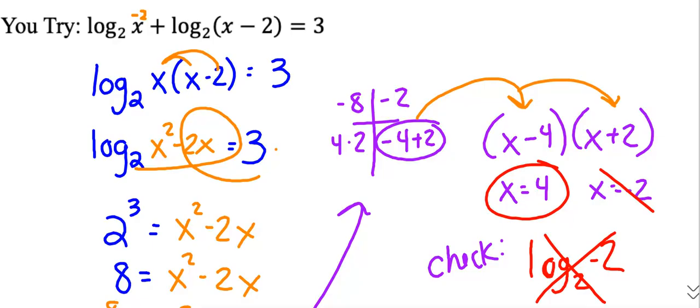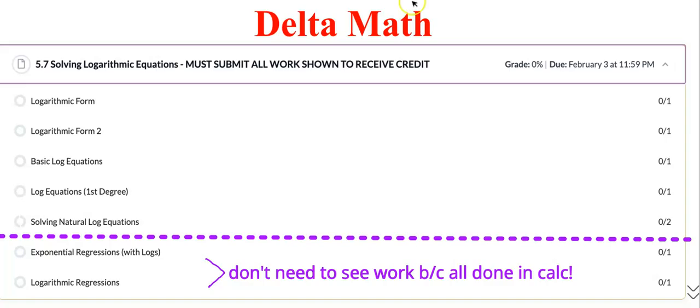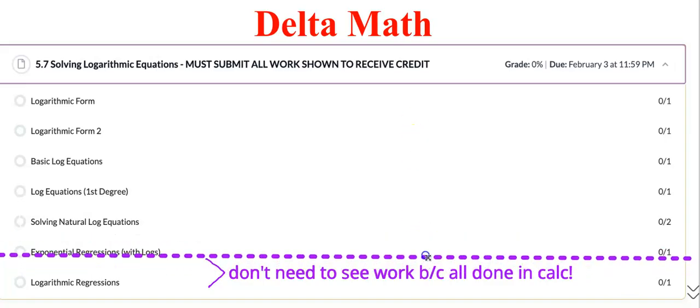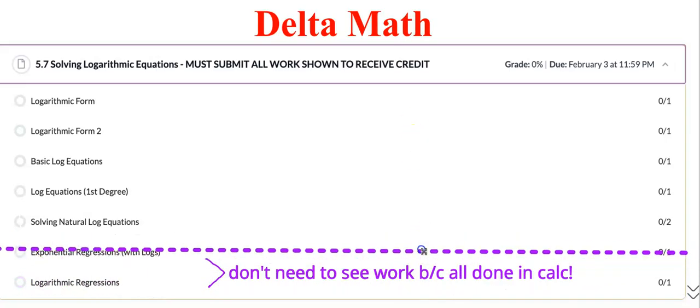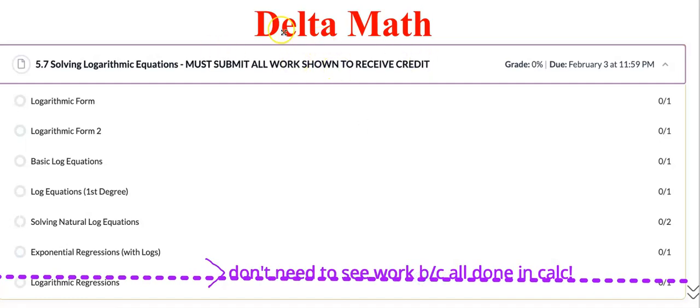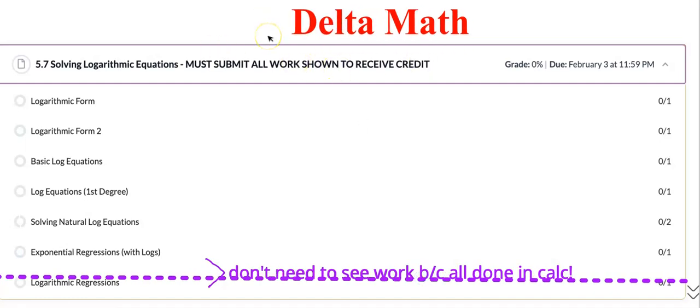Alrighty, so you can head to practice now. There is lots of delta math. Ignore this bottom part, blah, blah, blah. I don't need to see your work. Again, it's not a grade currently in the year 2026. It's just there for you to practice. So do as many as you need to get better at this, but I'm not going to grade it.